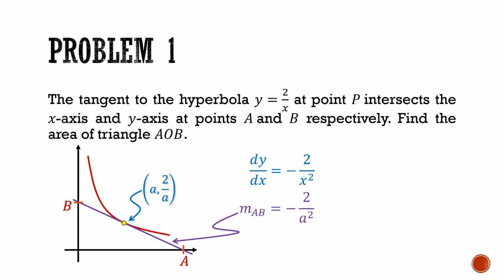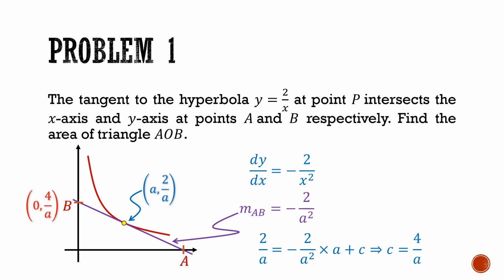So now we can sub all this into the equation y equals mx plus c. So y equals 2 over a, the gradient is -2 over a squared, the x is a, and c is unknown and we have to find it. So we can make c the subject. c will be 4 over a. This will tell us that point B is 0, 4 over a.